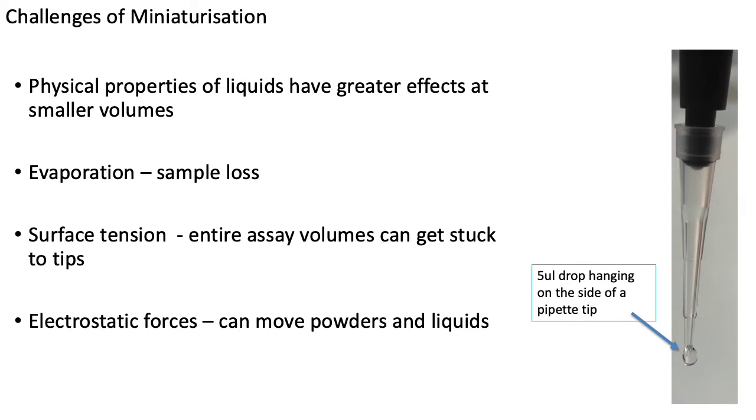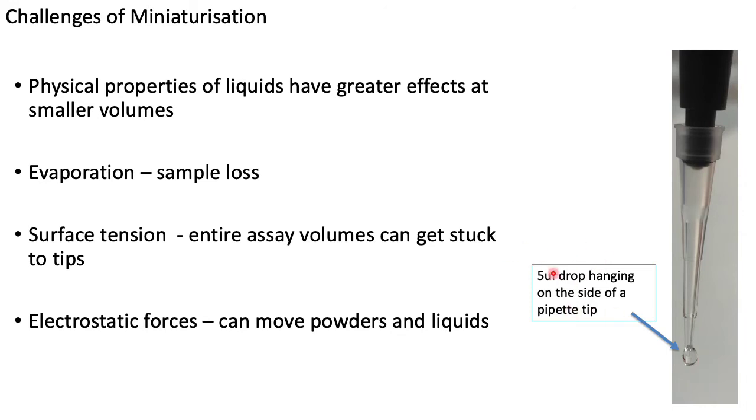So there are some challenges of miniaturization, and these are really down to the physics. So we think about the pipetting volumes, the physical properties of those liquids have a greater effect on smaller volumes. Also evaporation, so we can get evaporation and sample loss. So if we're working with really small volumes, then the sample loss will have a direct impact on the experiments. Also, you get surface tension, so the entire assay volumes can get stuck to the sides of the tips, so that can be an issue.